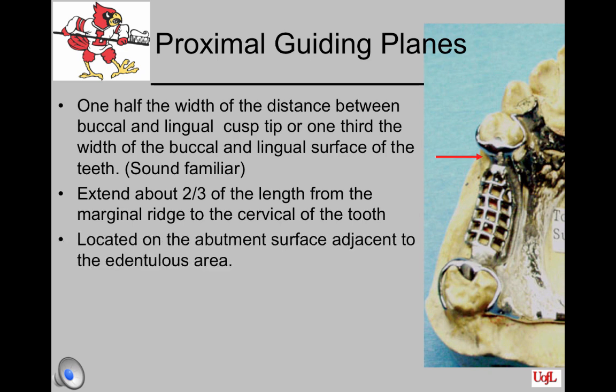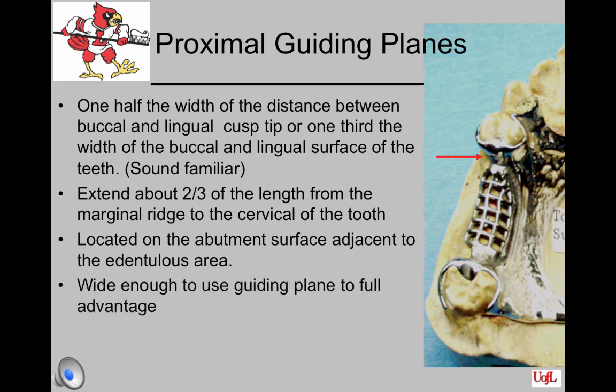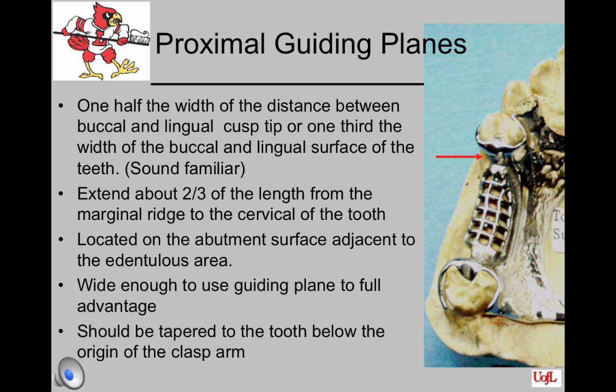It is located on the abutment tooth surface that is adjacent to the edentulous area. It's wide enough to use the guiding plane to full advantage, and it should be tapered to the tooth below the origin of the clasp arm.